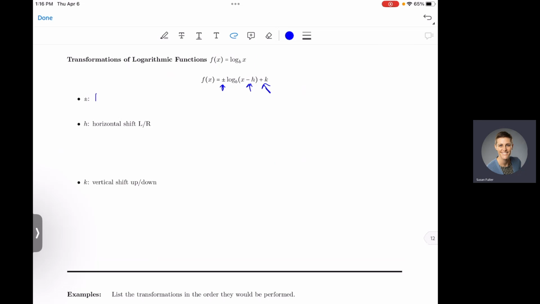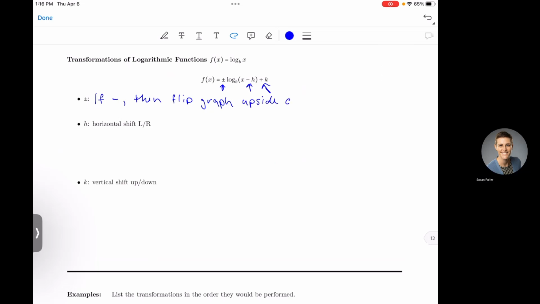So if you have a negative out front, then you will, I'll say, flip the graph upside down over the x-axis. You'll flip it vertically over the x-axis.